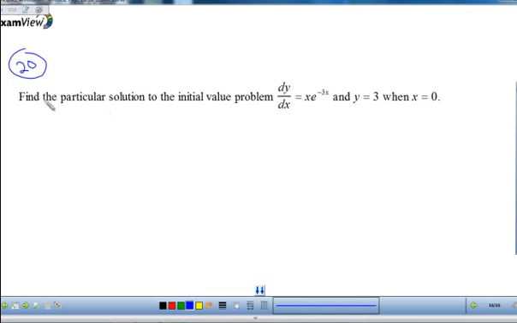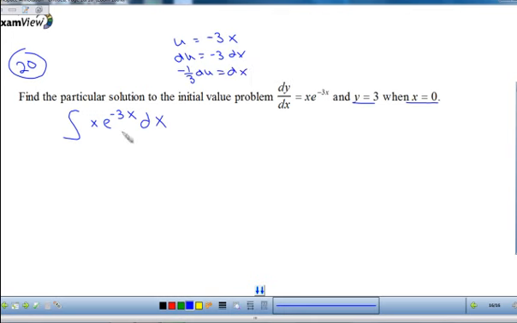Okay, number 20 says find the particular solution of the initial value problem. Once again, this means find the antiderivative, and you're going to use these numbers to find C. Okay, so I'm going to try u substitution first. I'm going to let u be whatever's inside the function. So du is negative 3 dx. So negative 1 over 3 du is equal to dx.